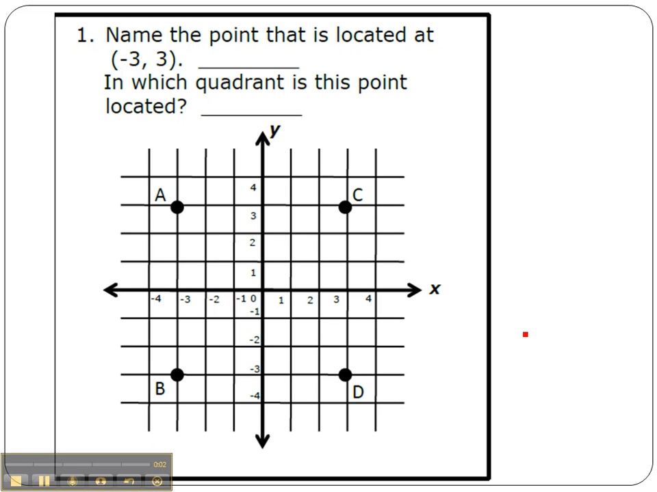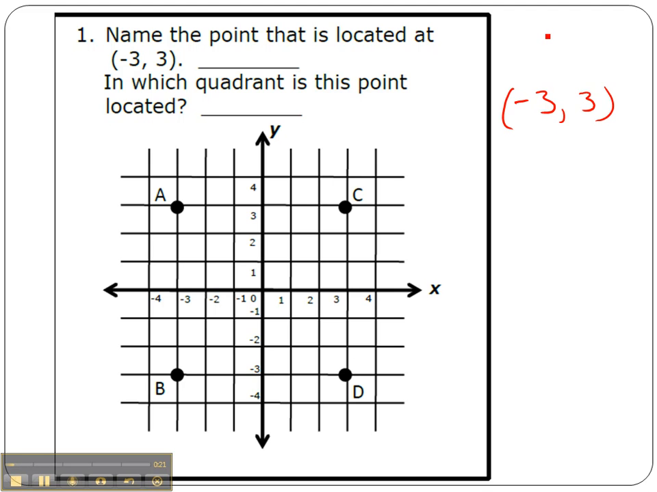This is the review for the second 6 weeks test, which will be given on Tuesday. The first question asks us to name the point that is located at (-3, +3). You need to know which of these coordinates is x and which is y.